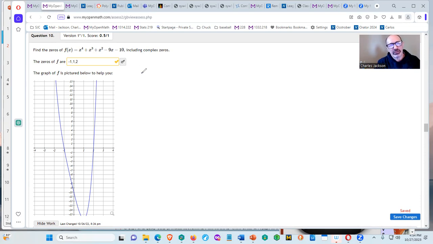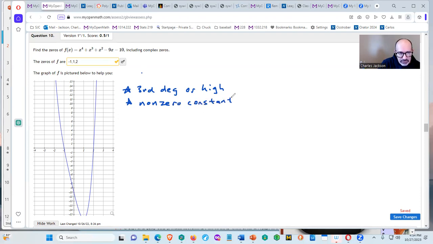But so it's kind of like two things. Third degree or higher, and then non-zero constant. If both of those things are present, then don't use factoring. Okay, we've got fourth degree right here, fourth degree, and there's a non-zero constant. Okay, and so that means no factoring.